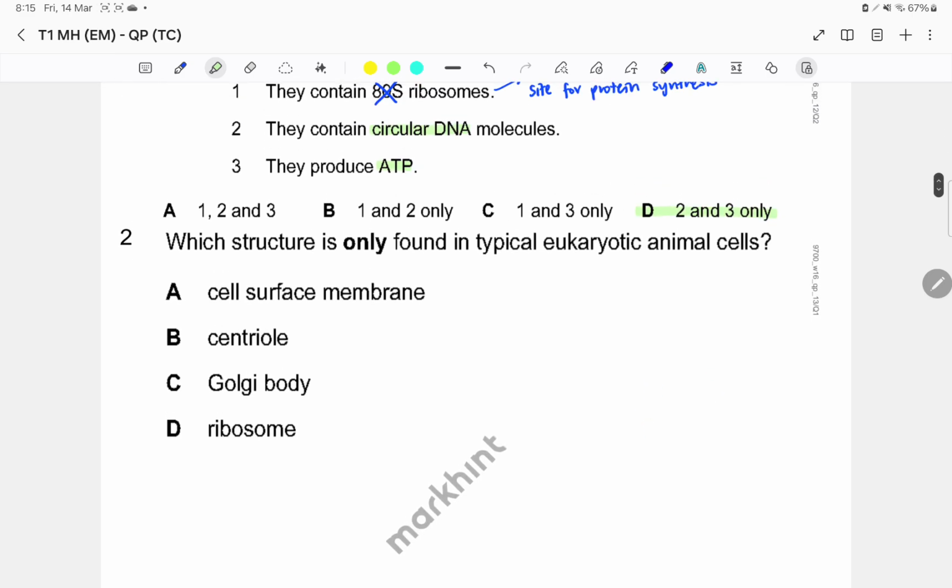Which structure is only found in a typical eukaryotic animal cell? Now, a little bit of a definition. What is a eukaryotic cell? A eukaryotic cell is basically any cell with a membrane-bound nucleus. They also have membrane-bound organelles.